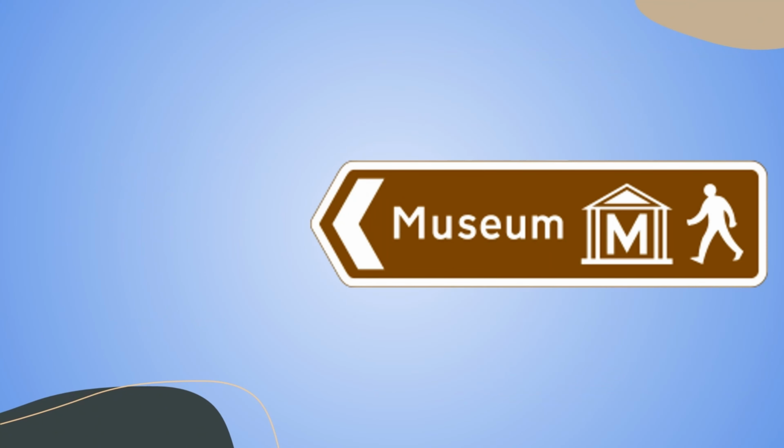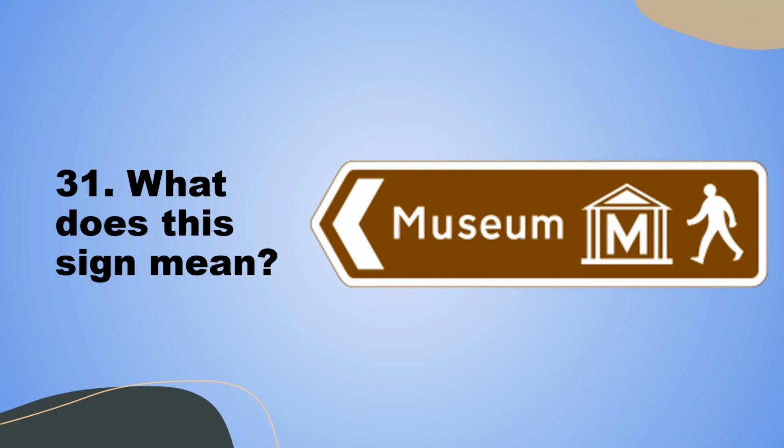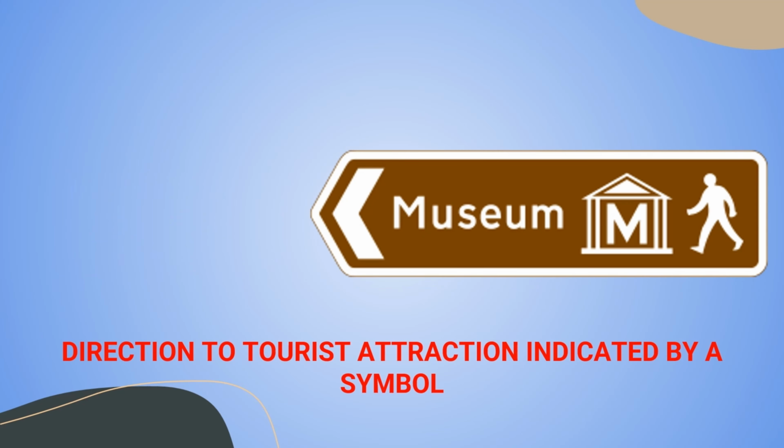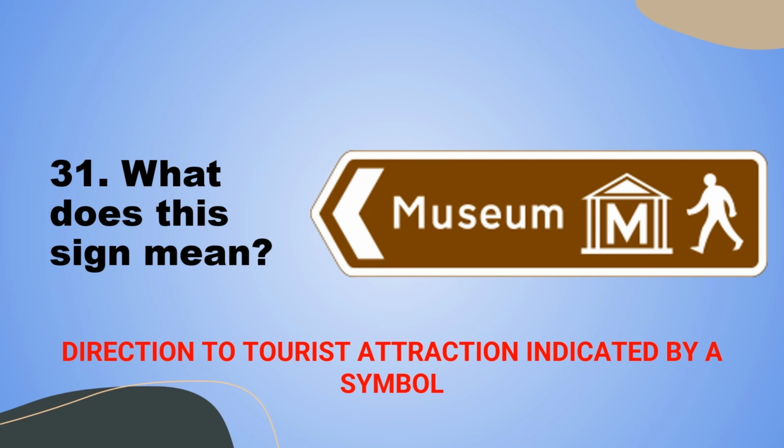The next sign is this particular sign here. So you can see on the sign, you've got a museum written, the symbol of an M, and a person. So let's see what this sign means. This is the direction to a tourist attraction indicated by a symbol. If you have a look at this sign, it is showing you the direction to a museum. So if you go to the left, you will get to the museum. Obviously each sign will have different symbols. For example, this one is a museum, but there might be other buildings that you can visit.